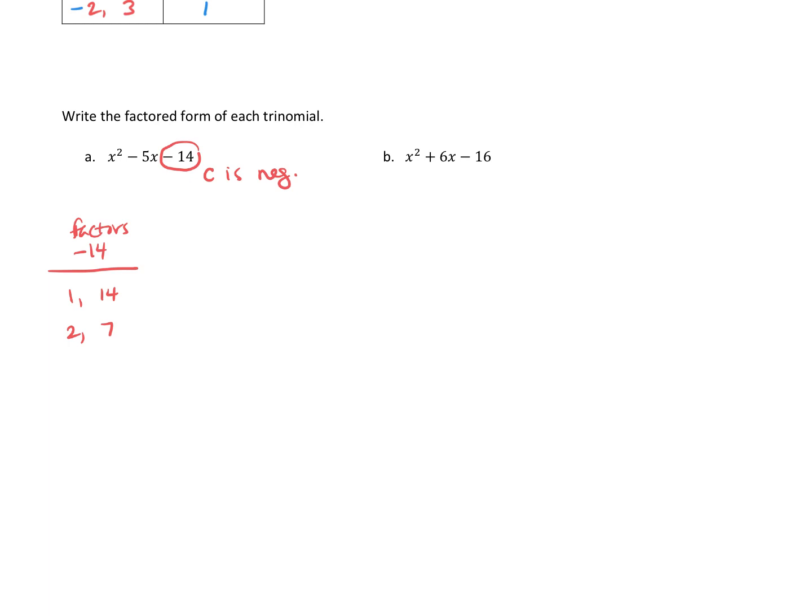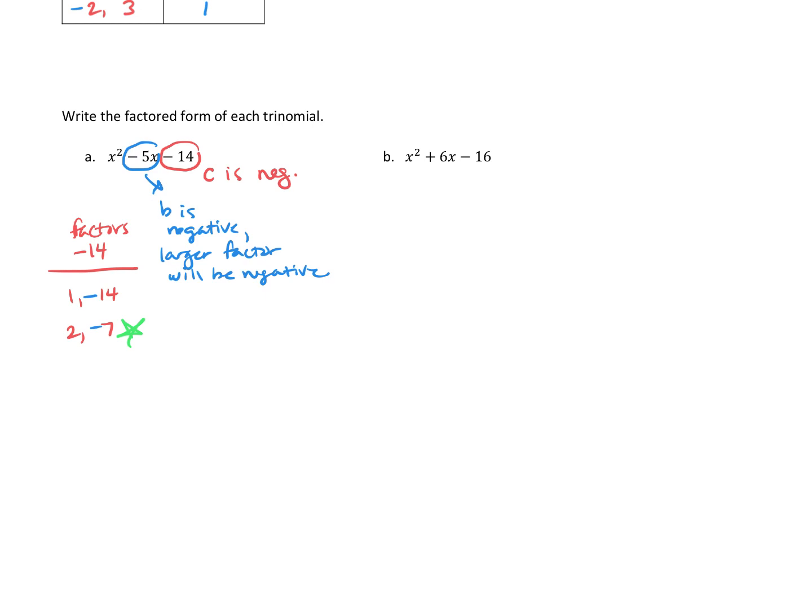Now, how do we know which factor should be negative? Well, look at your b value. In this one, our b is negative. So that means that the larger factor will also be negative. We go to our factors, make the larger factors negative, and now we're going to look for a pair that adds up to negative 5. We've got 1 plus negative 14 is negative 13, 2 plus negative 7 is negative 5. So there's our factor pair.